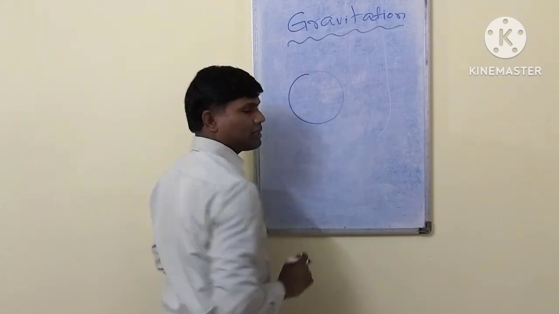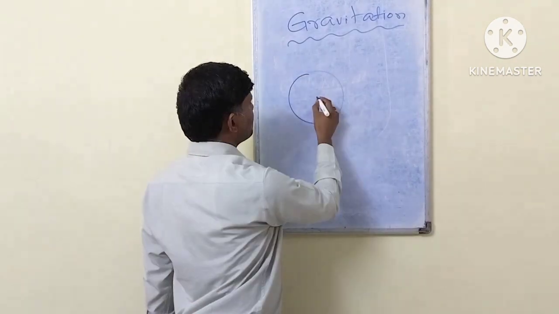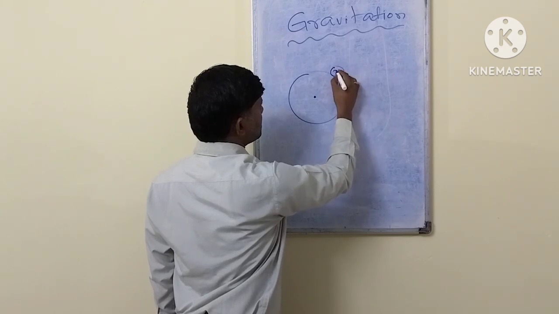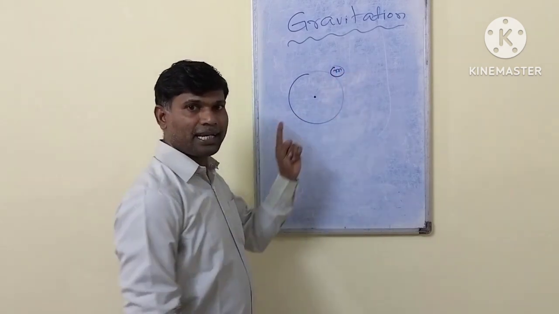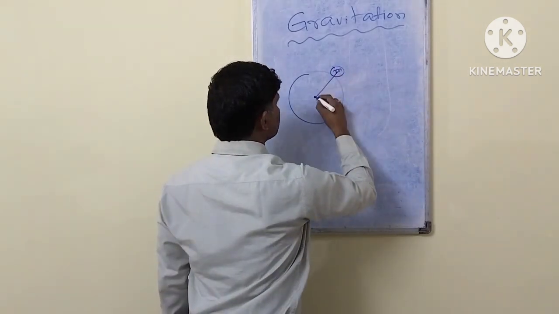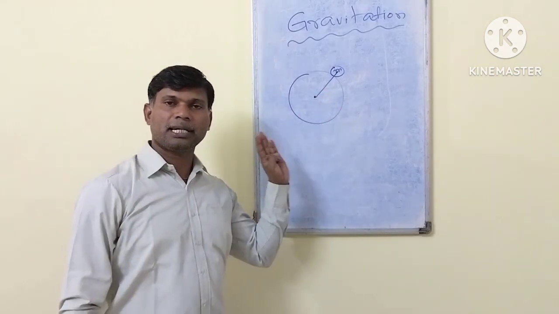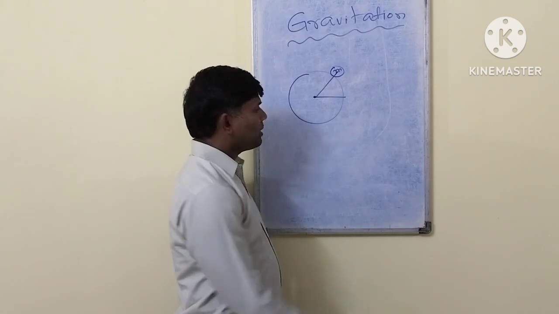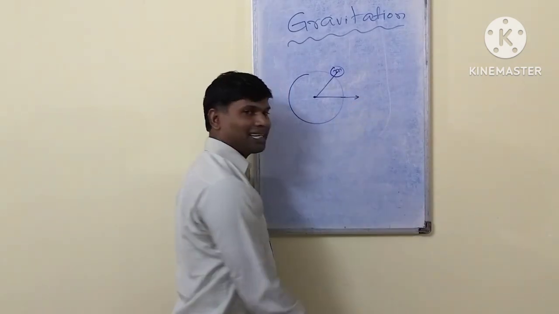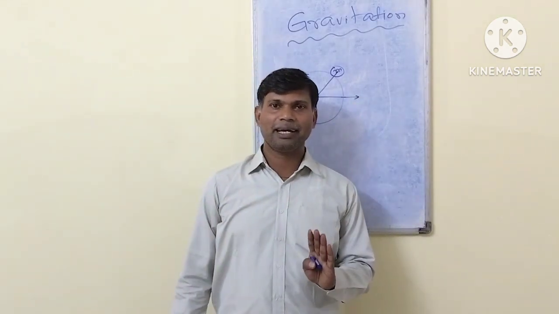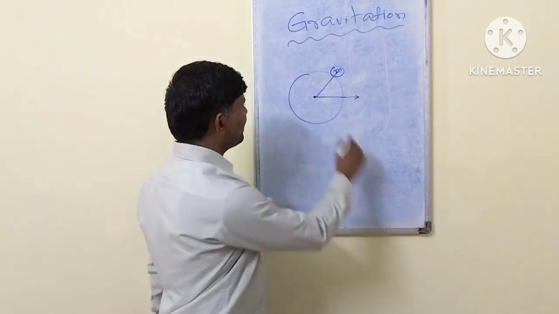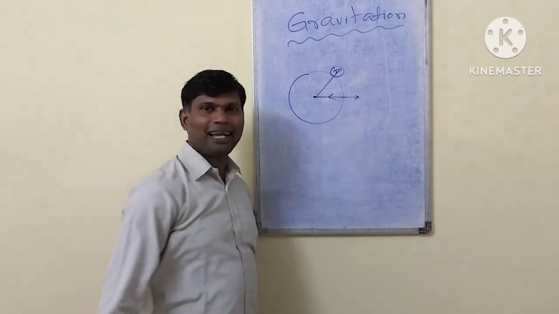You see here, this is earth. Here I am standing, my mass is small m. So this is attracted towards the center of the earth. So this is the radius, no? Radius direction is along this direction. Agree? But the attractive force is towards the center. That is along this direction.